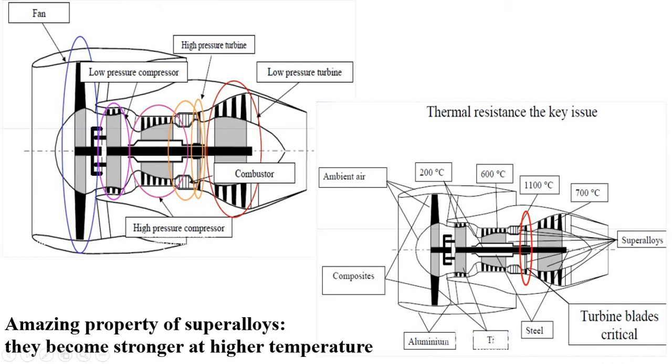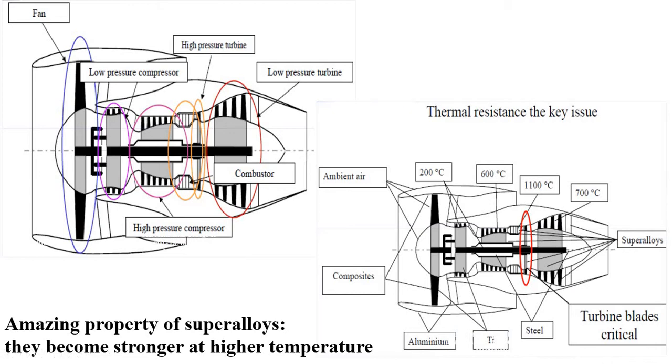So here we are using different types of material. In the inlet area, where the temperature is very low, we can use composites, and here low density aluminum materials are used. Here we use titanium. In these two areas, again low temperature regions, we use steel. But this area is very important. This is the area where we use superalloys.